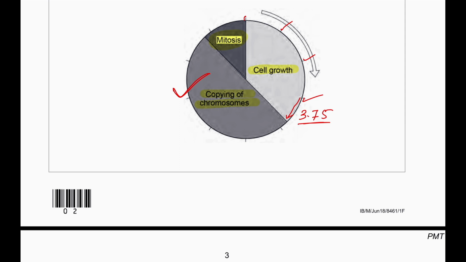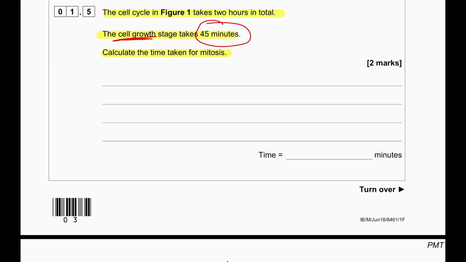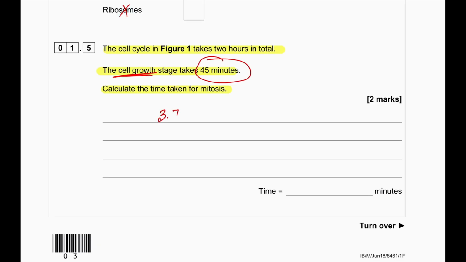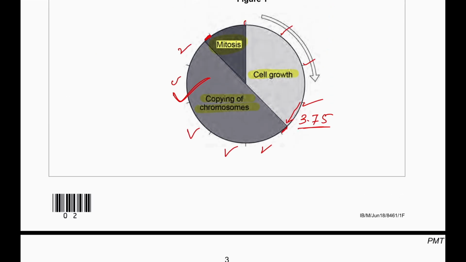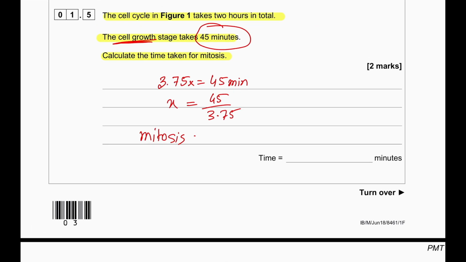If we look at the copying of the chromosomes, we can negate this portion with this portion. So 1, 2, 3, 4, 5. To find out this timing, 3.75 of those divisions is equal to 45 minutes. So we will consider that 3.75x is equal to 45 minutes. Then x is equal to 45 divided by 3.75. Since the mitosis portion takes about 1.25, we will multiply it: 1.25 multiplied by 45 divided by 3.75. We will get 45 divided by 3, which is equal to 15. So our answer will be 15 minutes.